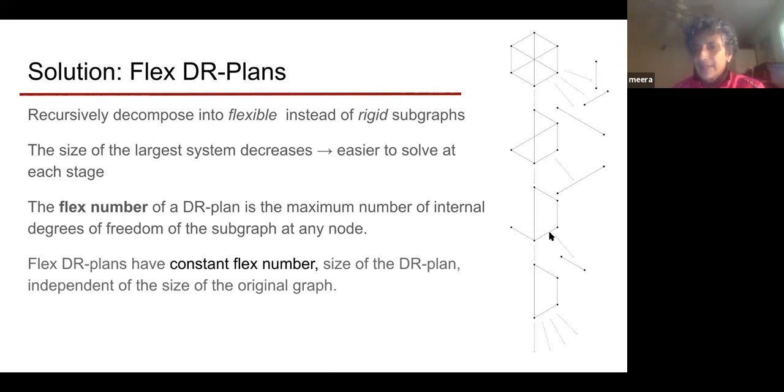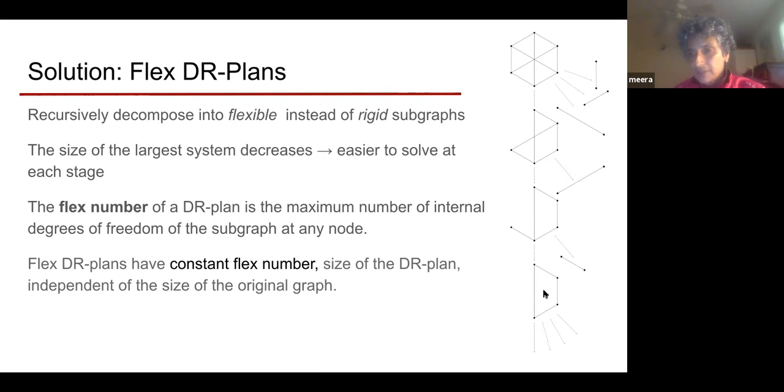And then you add this edge. Add this edge to get this one more flex. Then you add this edge, remove a flex. Then you add one more of these edges to eventually get 2 more edges to get your isostatic graph. So this is what we call a flex DR plan, and it's constant size because the number of graphs that come together at any given stage is in this case no more than 3, and you know, no more than 4.